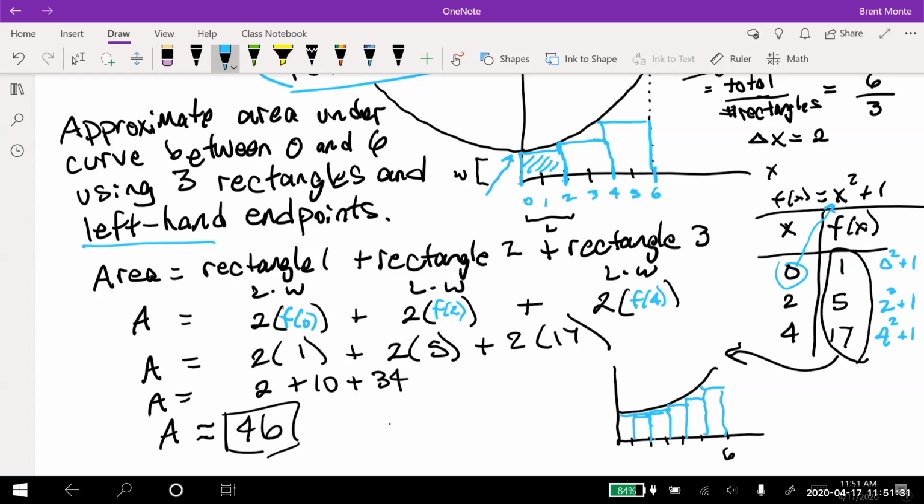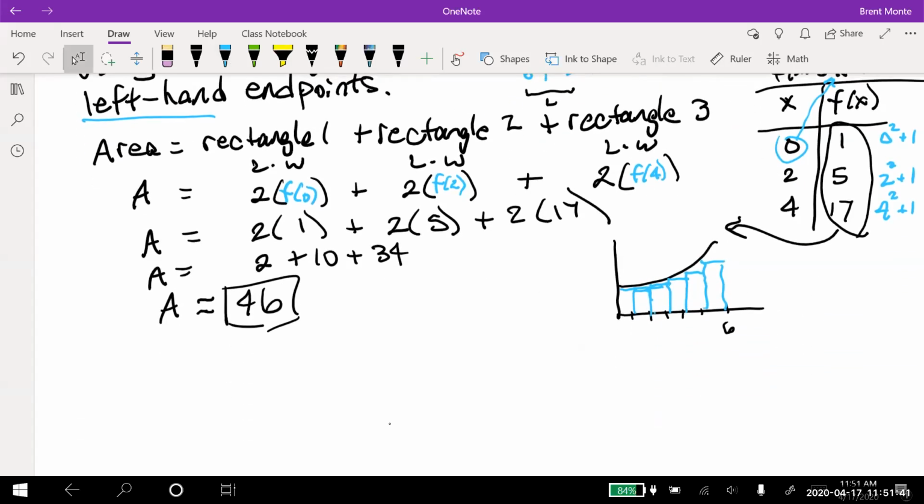So now what's going to happen, we're taking up more of that area. We're getting a better approximation. And so the basic idea here is the more rectangles, the better approximation.